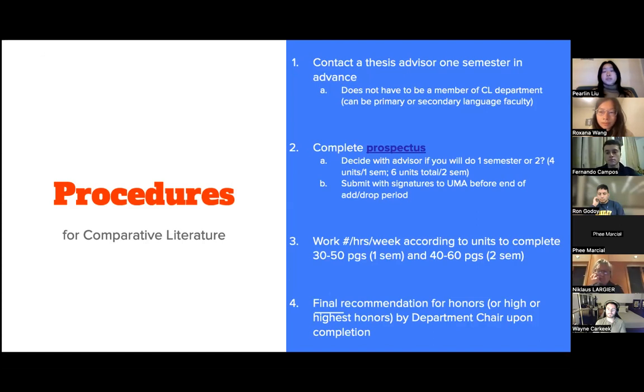And then finally, you'll submit the thesis proposal with signatures to the undergraduate major advisor before the end of the add drop period. Again, as Roxana mentioned, you would make sure to sign up for the correct amount of units based on how much you plan to be working on your thesis per week, for a total of 30 to 50 pages for 1 semester and 40 to 60 pages for 2 semesters. And then finally, completion of the comparative literature honors thesis will put you in consideration for honors or highest honors by the department chair once you have finished the thesis.